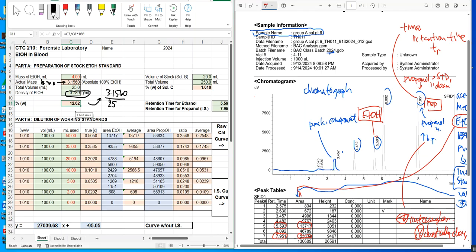Volumetric flasks are not perfect. So I'm just assuming, yep, it was a perfect flask, and you had a perfect day, and your meniscus was perfect. So this is gram on top, and this is milliliter on the bottom. And if I take 3.1560 divided by 25, I'm going to get a value. But this is a percentage. So a percentage is multiplied by 100. And that should give you 12.62 as an answer.